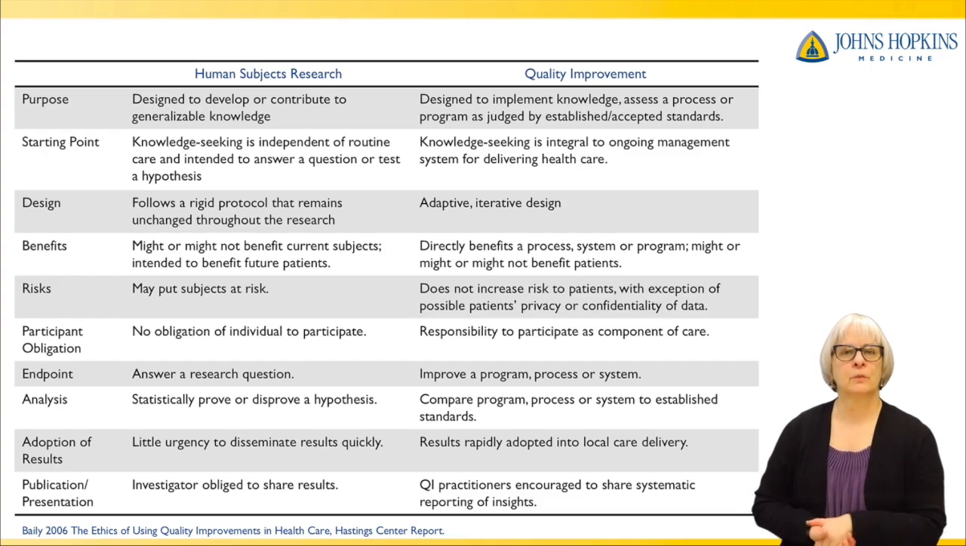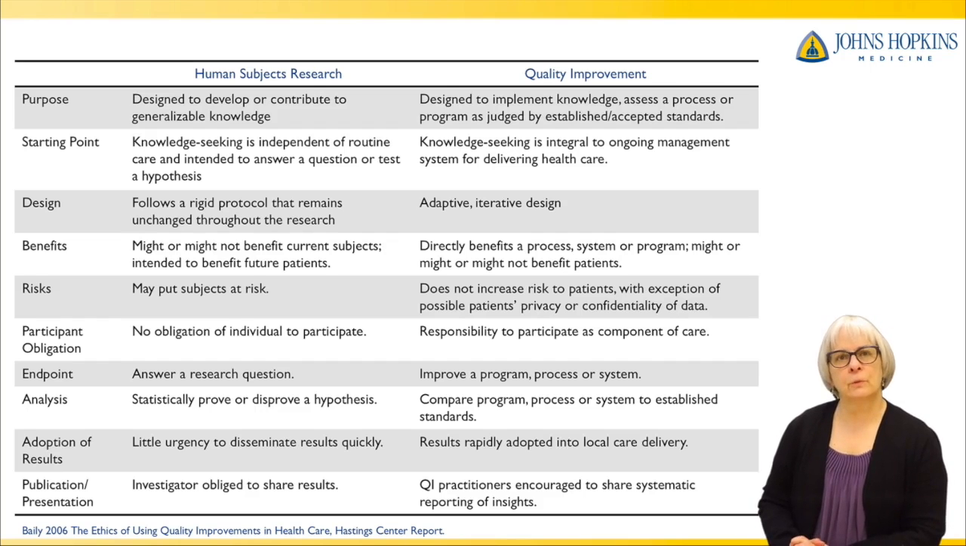In human subjects research, often statistical methods, and they may be sophisticated statistical methods, are employed to prove or disprove your hypothesis. In quality improvement, you're really looking at comparing based on established standards. Often it's not sophisticated techniques. You may be using run charts. You may be looking at change over time. Certainly not needing to do some sophisticated multiple regression analysis. So the statistics that are used to analyze a quality improvement project are much simpler in general.